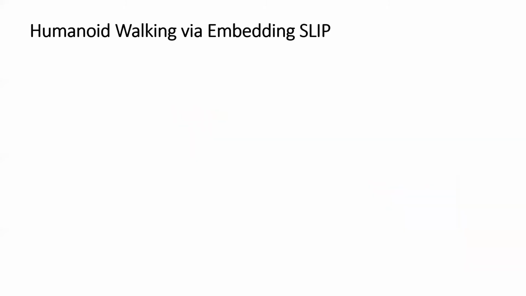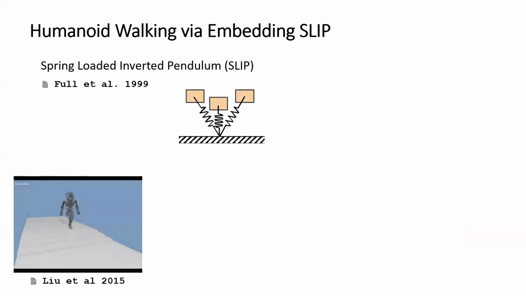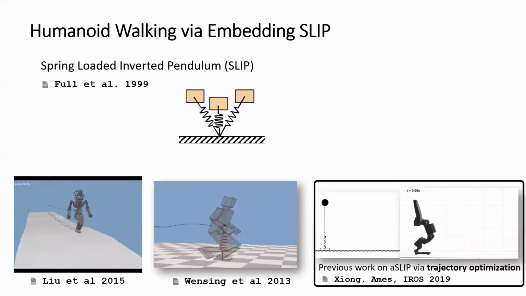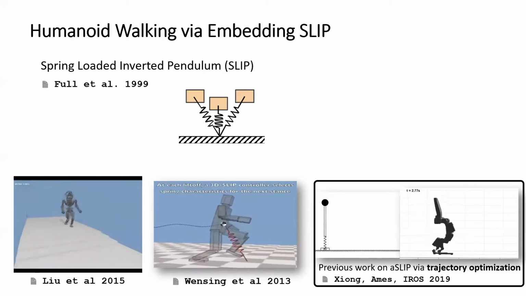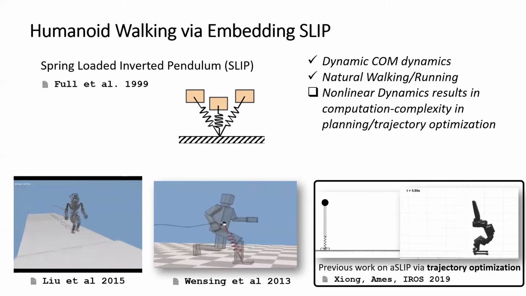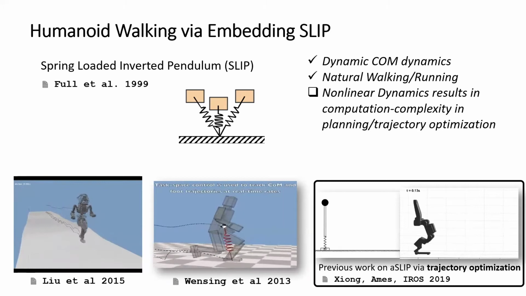One approach to relax the center of mass dynamics is embedding the spring-loaded inverted pendulum model, the SLIP model, on the robot. The approach has been explored in the literature to generate dynamic walking and running on humanoids in simulation. In our previous work, we also explored this idea by using trajectory optimization to generate the walking behavior. The SLIP can generate a dynamic center of mass, and the resultant walking and running are visually natural looking.